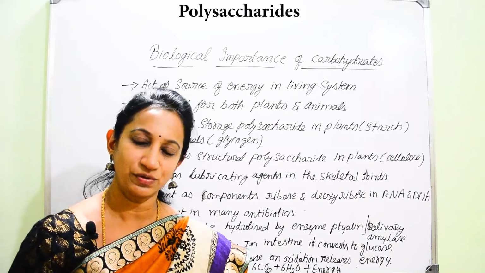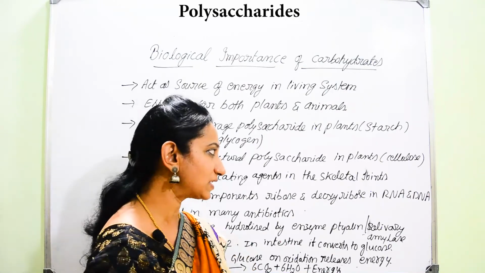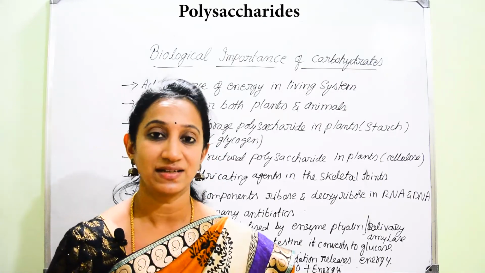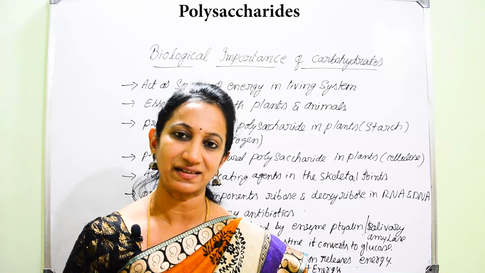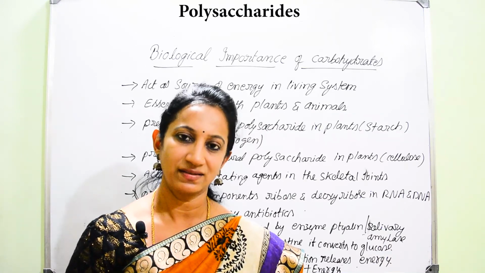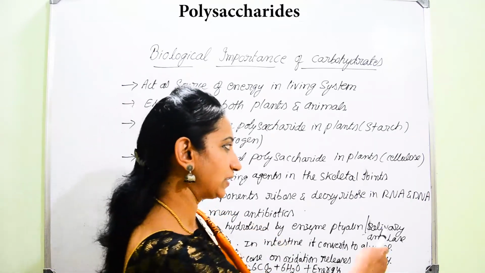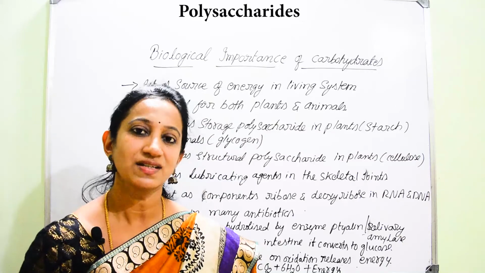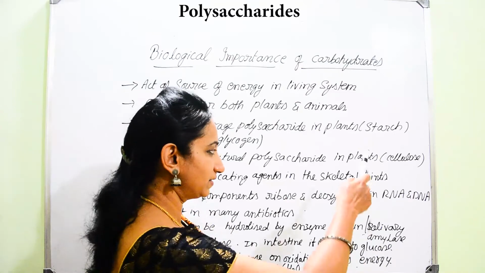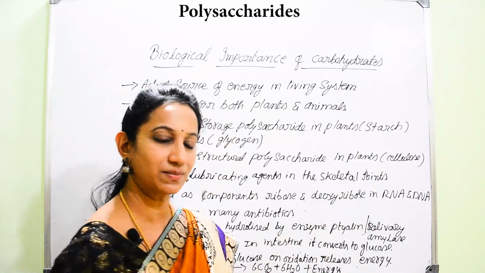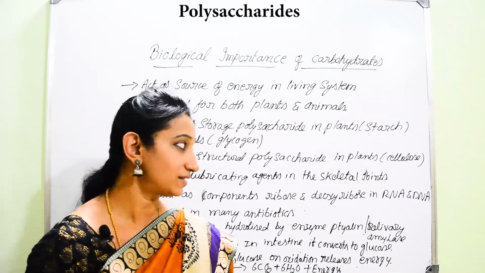Actually we are not able to digest cellulose because the enzyme which helps in the digestion of cellulose, that is cellulase, is not secreted inside our digestive system. But ruminants, that is cattle like cow, horse, goats, have this enzyme because of the presence of symbiotic bacteria which release cellulase, helping in the digestion of cellulose. So grazing animals usually contain cellulase because of symbiotic bacteria, whereas we lack the cellulase enzyme, hence we are not able to digest cellulose.